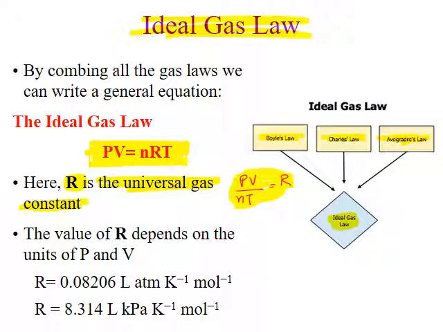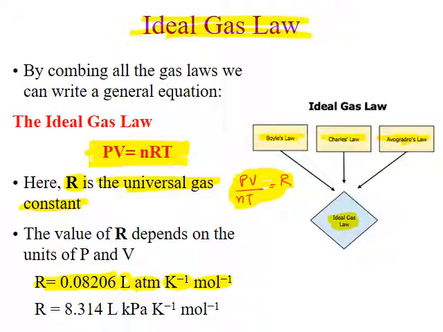Now, the values of R could vary. R is a constant value, so it never changes. The only thing is that it depends on the units of pressure and volume. For instance, R could have a value of 0.08206 if volume is in liters, pressure is in atm, temperature is in Kelvin, and amount is in moles.